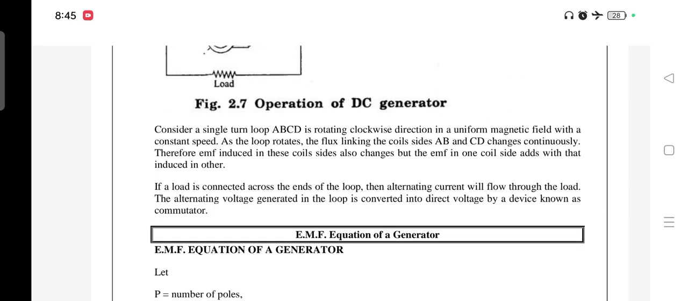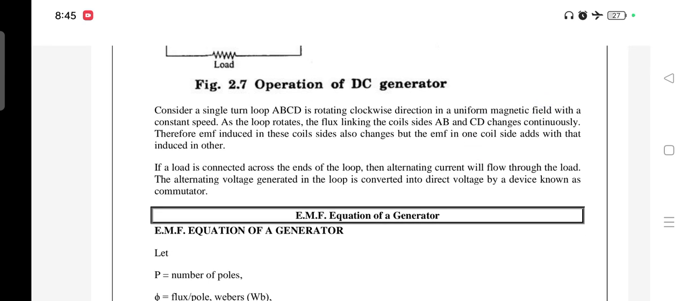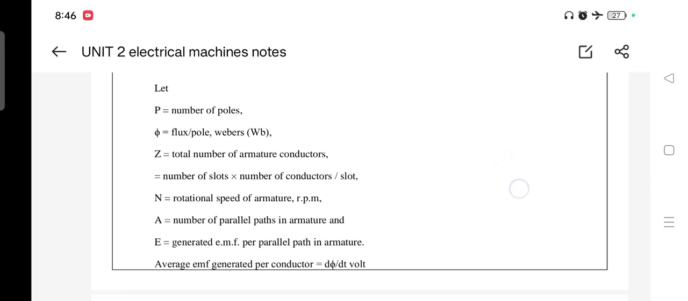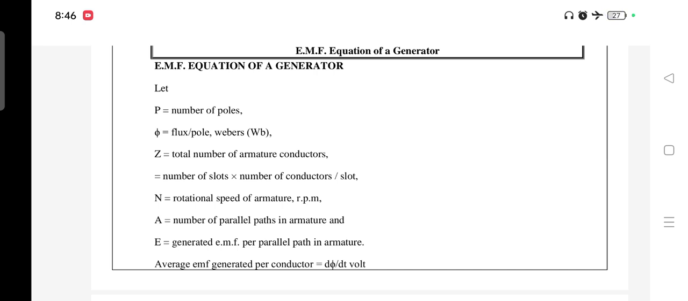So, considering a single turn loop ABCD rotating in the clockwise direction in a uniform magnetic field with a constant field. Whenever the loop starts rotating, the flux linked with the coil sides AB and CD changes continuously. Therefore, the EMF induced in the coil also changes, but the EMF induced in one coil side adds with the EMF induced in the other. Then we can discuss the EMF equation of the generator.